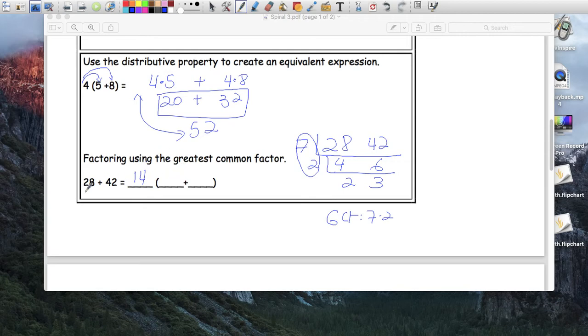14 times what equals 28? That would be 2. 14 times what gives you 42? That would be 3. 14 times 2 is 28. 14 times 3 is 42. So the GCF is 14, and the two numbers inside are 2 and 3. And we can always double check by applying the distributive property.